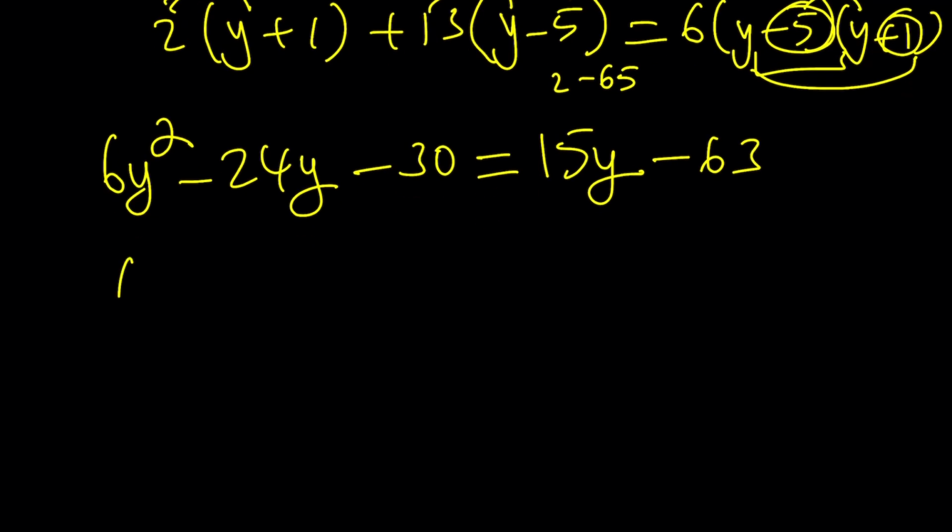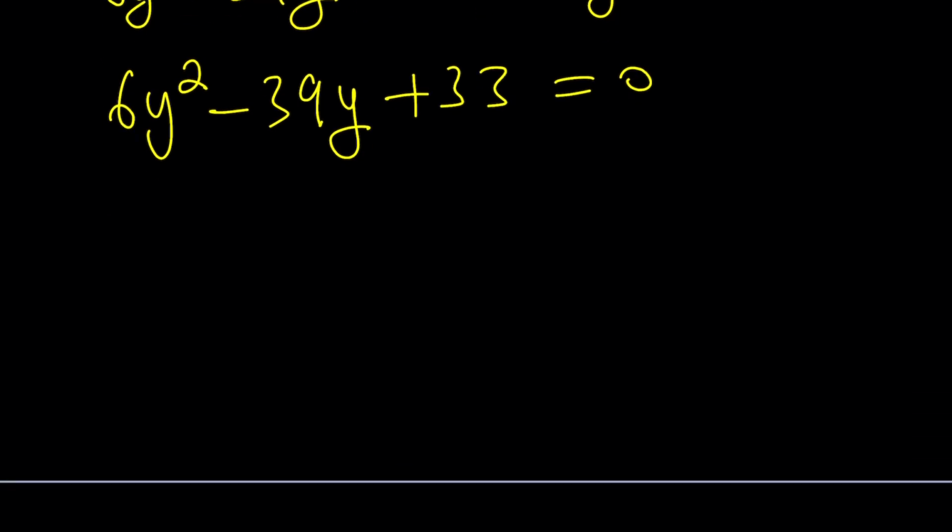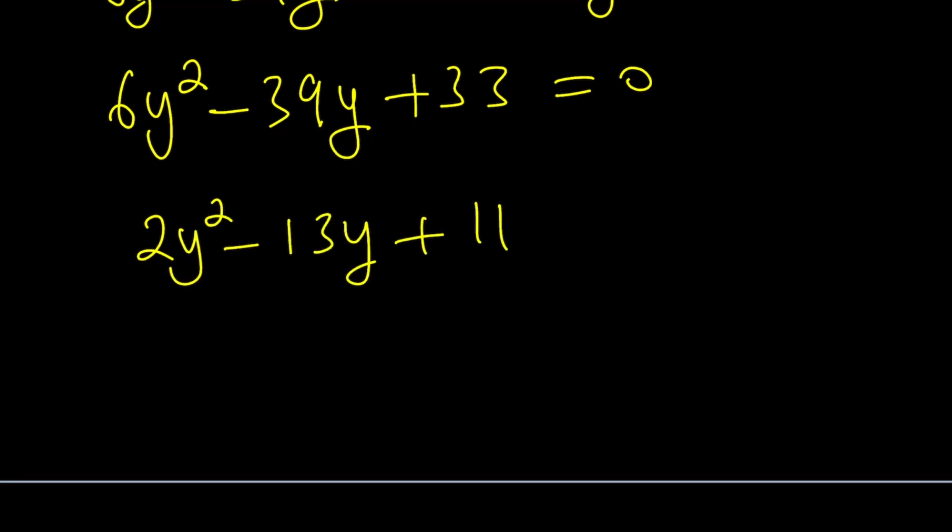All right. Let's see. 6y squared, and then subtract 15y. It's going to be negative 39y. Minus 30 plus 63 is going to give you a positive 33. It's nice that everything is divisible by 3. Let's go ahead and divide by 3, and it's not going to change the solutions. 2y squared minus 13y plus 11 equals 0.